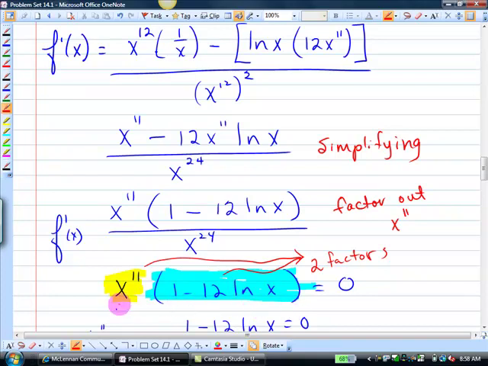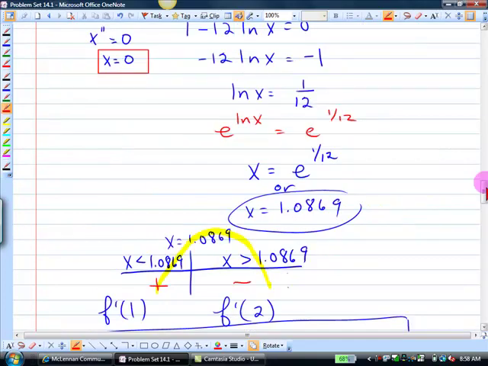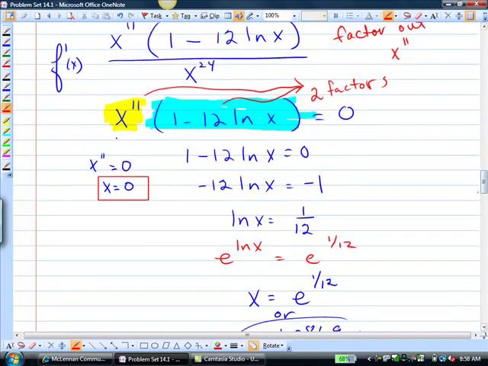What's this one going to give you if you set that equal to 0? Just 0. So this guy's going to give you 0. Sorry, okay, so that one gives you x is 0.